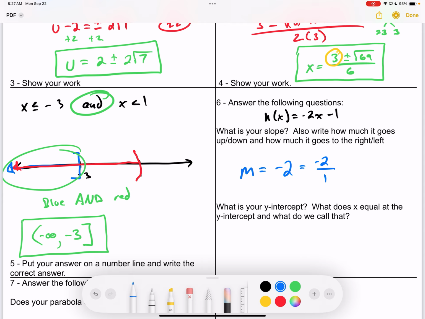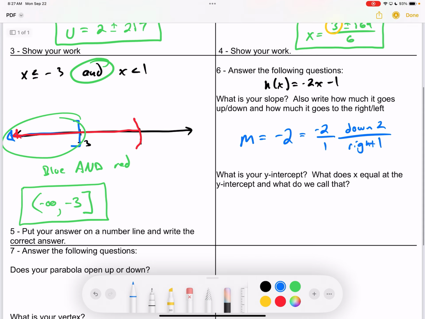So we've done this a lot when we were doing this. This would be down 2 because it's negative, to the right 1. Okay, that's just me making sure you understand what the slope is doing. My y-intercept would be negative 1. And my other question, what does x equal at the y-intercept, and what do we call that? X equals 0, and I'm going to call it our starting point. If you use a different word to describe that, that's fine. But that is our starting point.